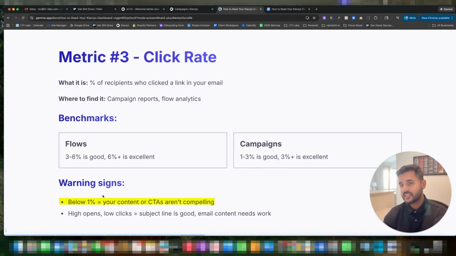If you're below 1%, your content or your CTAs just aren't compelling, and maybe your segments aren't appropriate for the type of content that you're sending. Segment out your audience based off of specific behaviors or user actions. High opens and low clicks just means that your subject line is good, but your email content needs work, right?